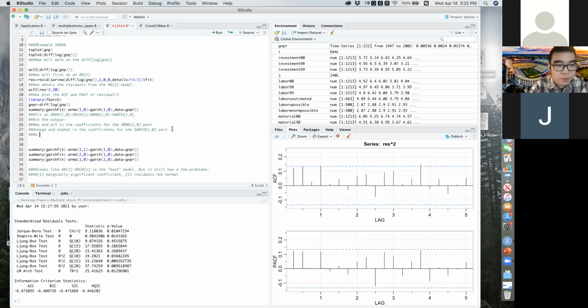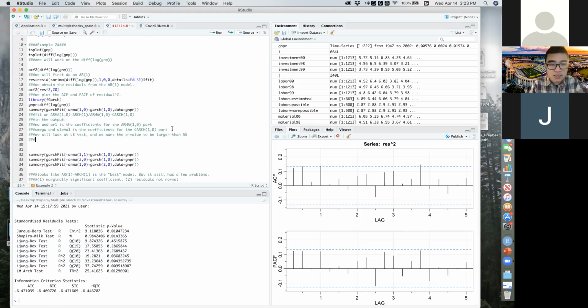So we will look at the LB test, and we want the p-value to be larger than 5%. All right. And the third thing we want to look at is, of course, the AIC and BIC. So we will also look at AIC and BIC. And also definitely for the coefficients, we want them to be significant.